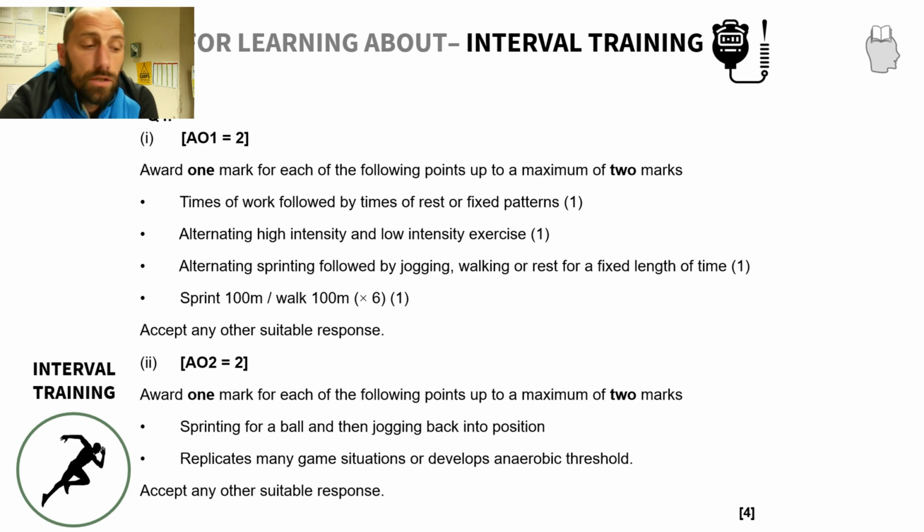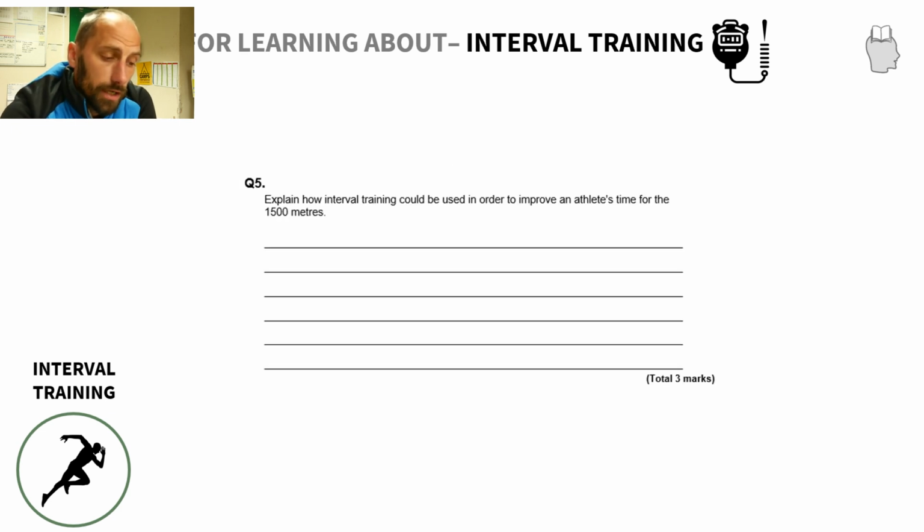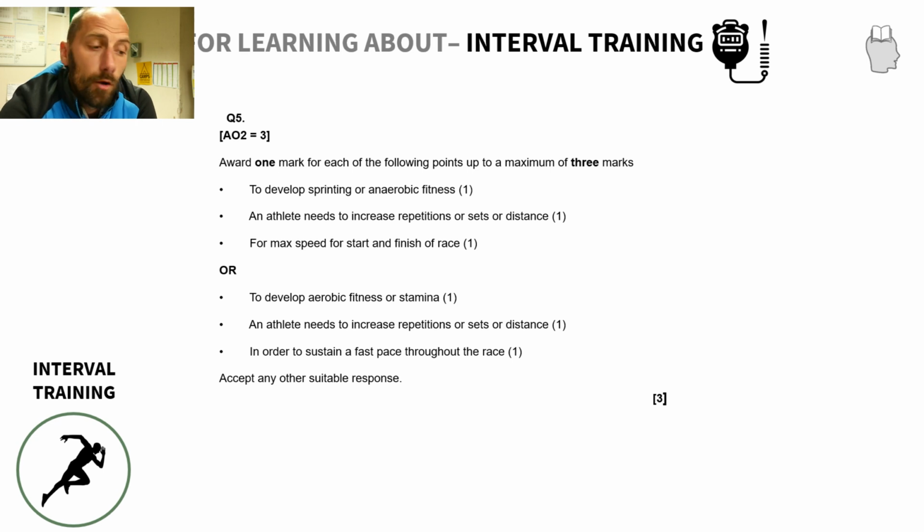We've then got question 5 here. So question 5, explain how interval training could be used in order to improve an athlete's time for the 1500 metres. We kind of looked at that earlier, didn't we? We said about the fact that we can try and do things like improve our speed, so therefore that last lap becomes important. Now this one is 3 marks, and it's AO2 responses that we're after. So you've got to relate that 1500 metres to the improvements that we get from interval training. So in this one, we know that we're going to be doing maybe some anaerobic work, so therefore that would improve my speed. So I could talk about it develops sprinting or anaerobic fitness.